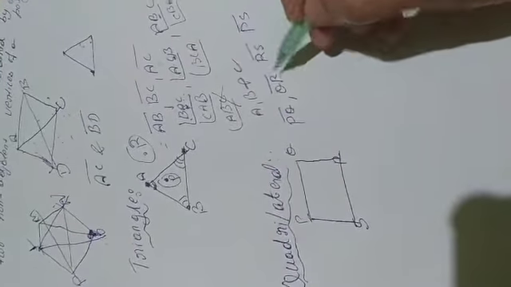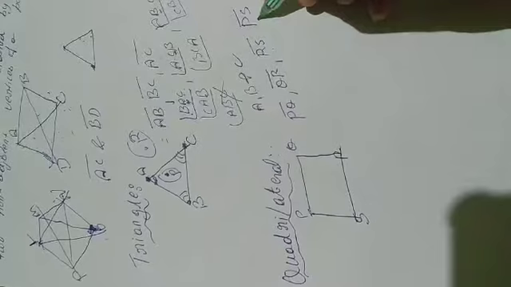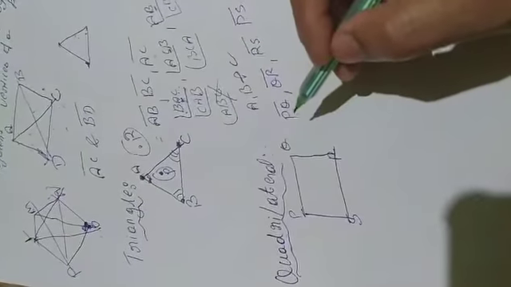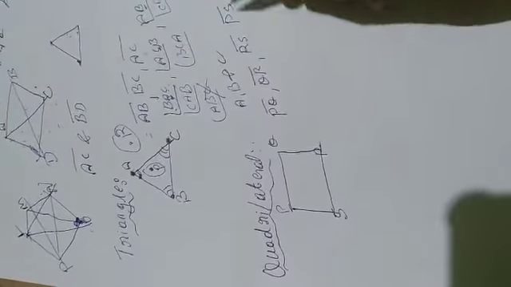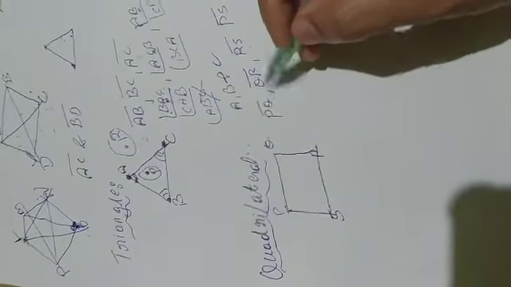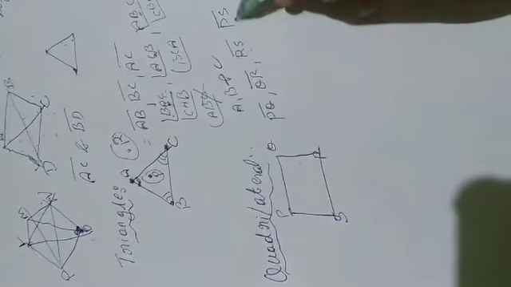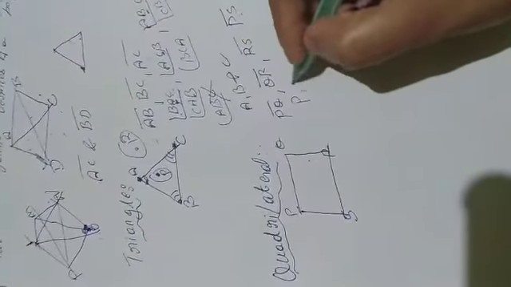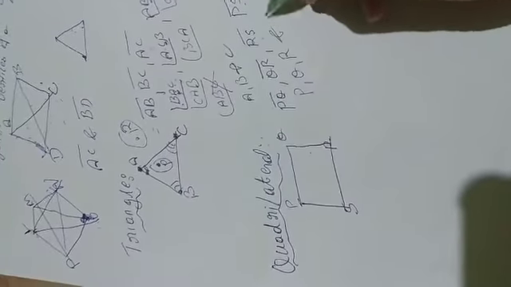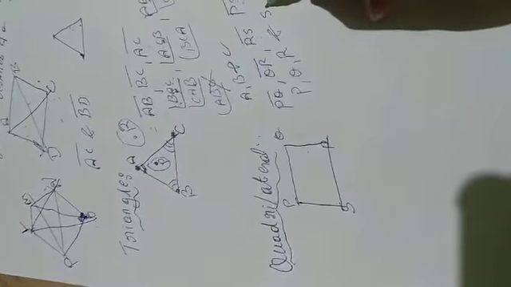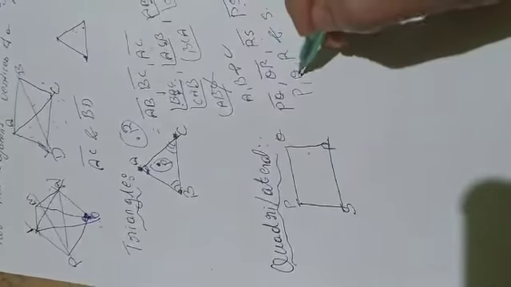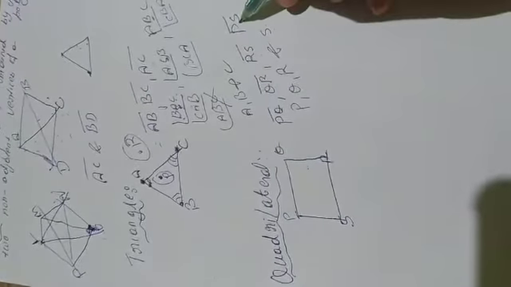PQ, QR, RS, PS are the line segments of this quadrilateral. These are all the four line segments, and P, Q, R and S are the four vertices of the quadrilateral. These are the four vertices, and these four are the line segments.